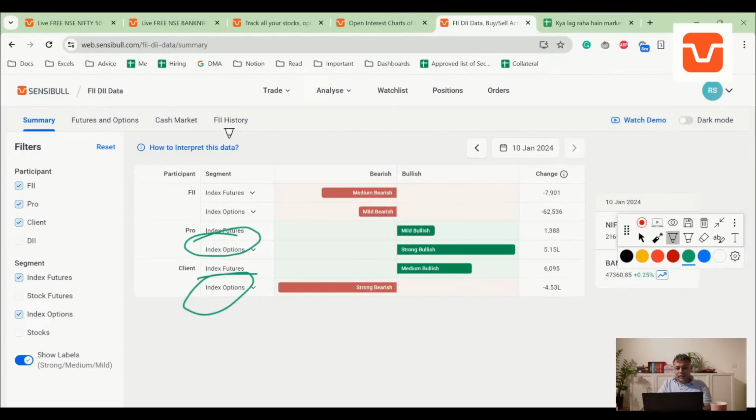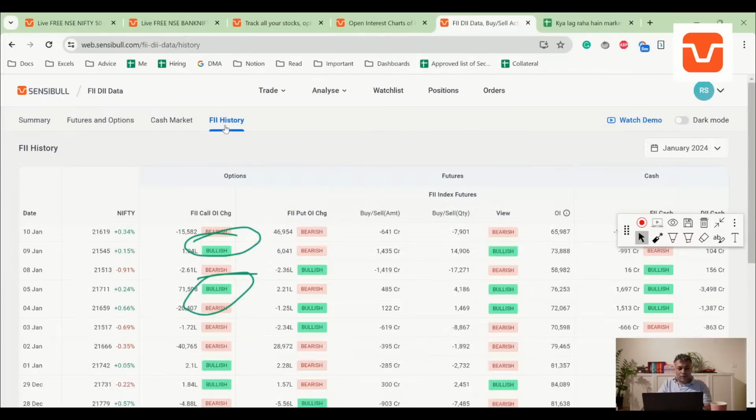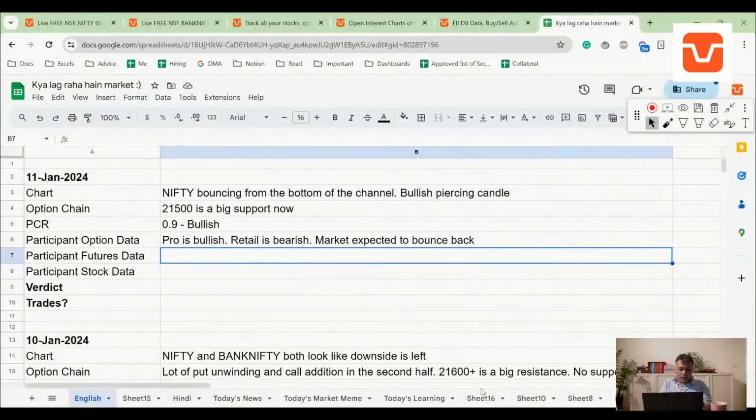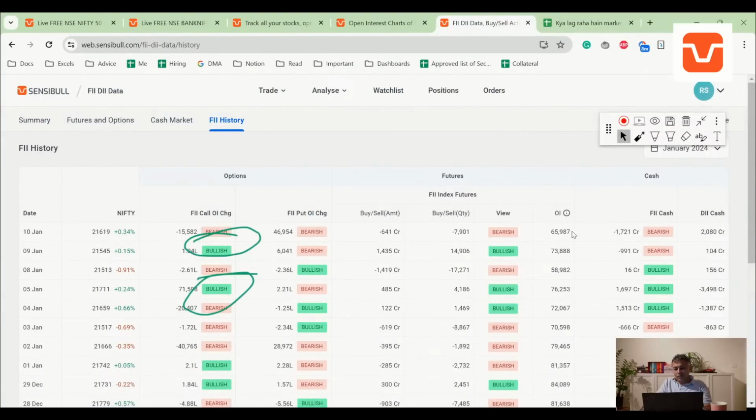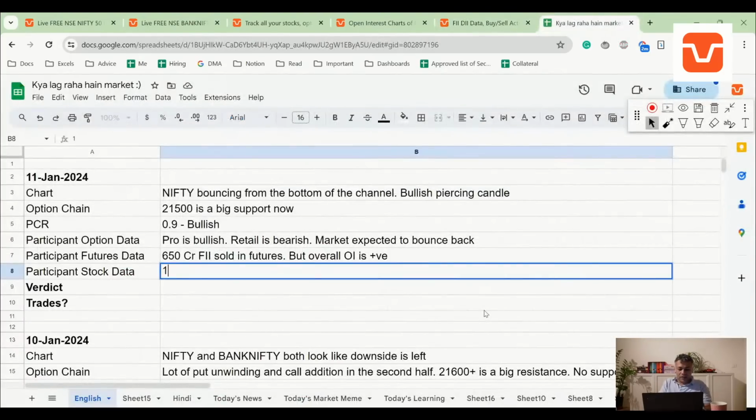What do you call this thing? The participant-wise data. Now let's look at one final thing. What's FII up to in futures? FII sold in futures, but overall the OI is positive. 650 crore FII sold in futures, but overall OI is positive. So I'll not put a judgment here because daily they have sold. Overall, they are positive. And FII on cash is 1,700 crores. They have sold.